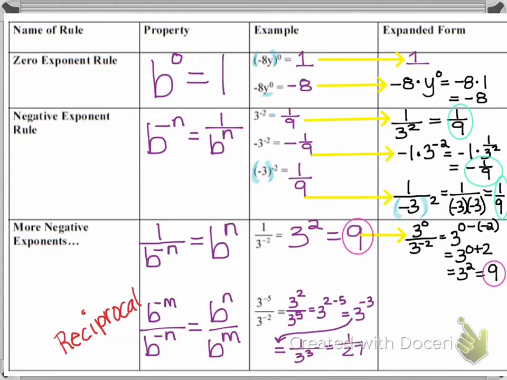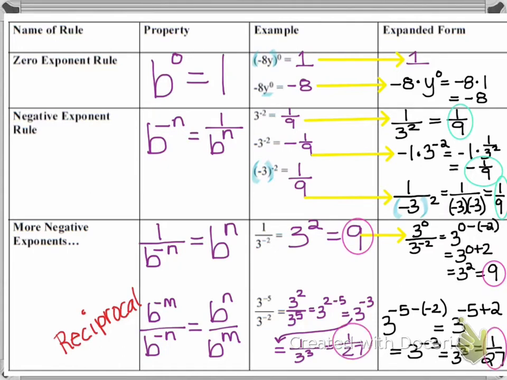Let's say we don't want to take the reciprocal right away. Let's say we want to use our quotient rule, which tells us to subtract. So we're going to do 3 to the power of negative 5 minus negative 2. So again, you have to be careful. I'm subtracting a negative number. That becomes 3 to the negative 5 plus 2 power. Negative 5 plus 2 is negative 3, so that becomes 3 to the negative third power, which becomes 1 over 3 to the third. So there's my reciprocal, and that's 1 over 27, so I get the same result.